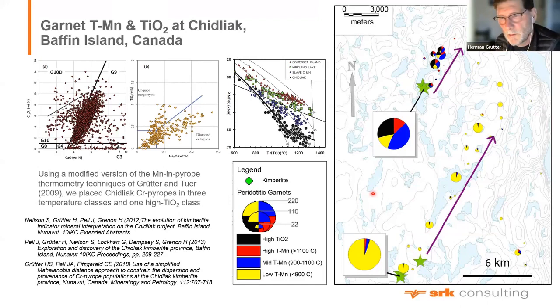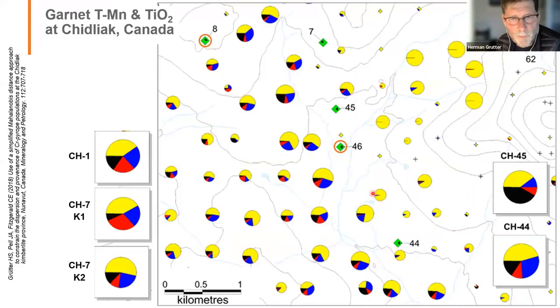So we developed that concept a little further. Right in the central portion of the Chidliac province, we have lots and lots of garnet data. I'll just point out here in these square boxes, as published in 2018, this is the beach ball signal you get from a kimberlite called CH1. It's actually off the picture on the north over here. CH7 has two different phases in it. They've seen slightly different versions of the mantle. CH7 is located over there. CH45 is located over there. It has a different beach ball pattern to CH44, which is located over there. And then there are also CH8 located over there and CH46.